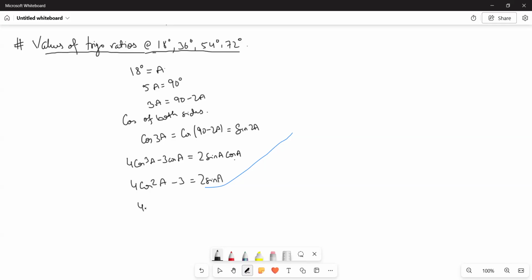But then this cos square is like writing 4 minus 4 sin square A minus 3 is 2 sin A, which ends up becoming a quadratic in the form of 4 sin square A plus 2 sin A minus 1 is equal to 0. Is everything clear till here? हाँ सर. Great. Now this is a quadratic, but this cannot be middle term factorized.